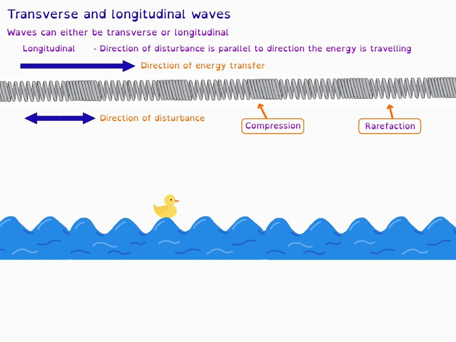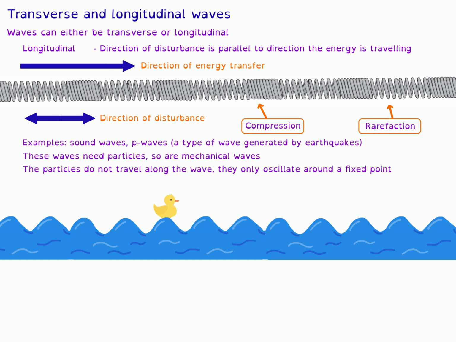Examples of this kind of wave are sound waves and P waves, which are a type of wave generated by earthquakes. These waves need particles and so are mechanical waves. The particles themselves do not travel along the wave, they only oscillate, vibrate, around a fixed point.